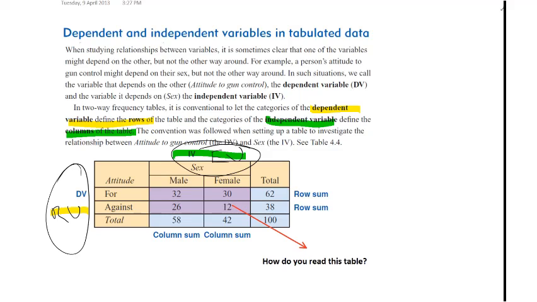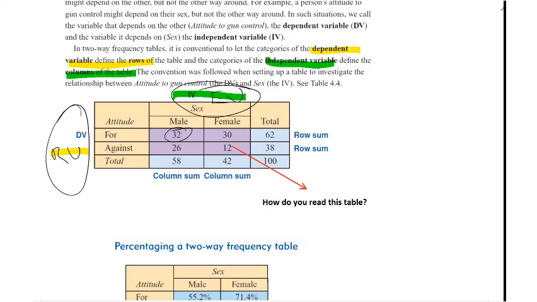It's saying here that 32 males are for gun control and 26 males are against, so I've got a total of 58 men. When I look at the women, 30 are for gun control, 12 are not, so I've got a total of 42. If I add up 58 and 42, I've got 100, which has to be the case because there are 100 people.